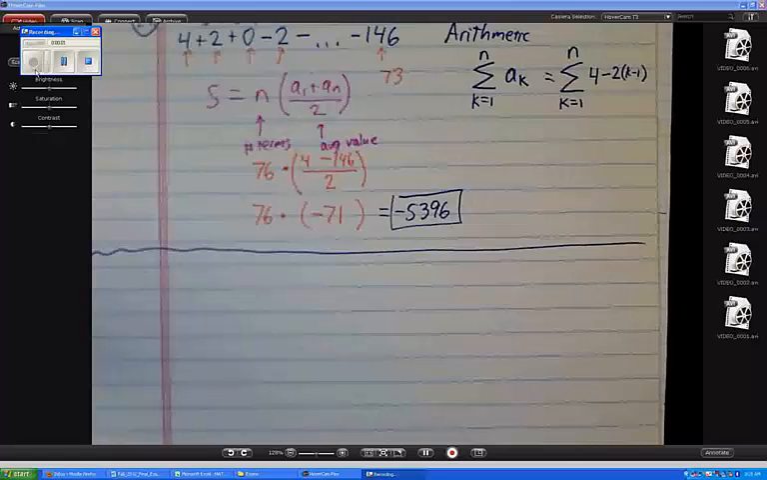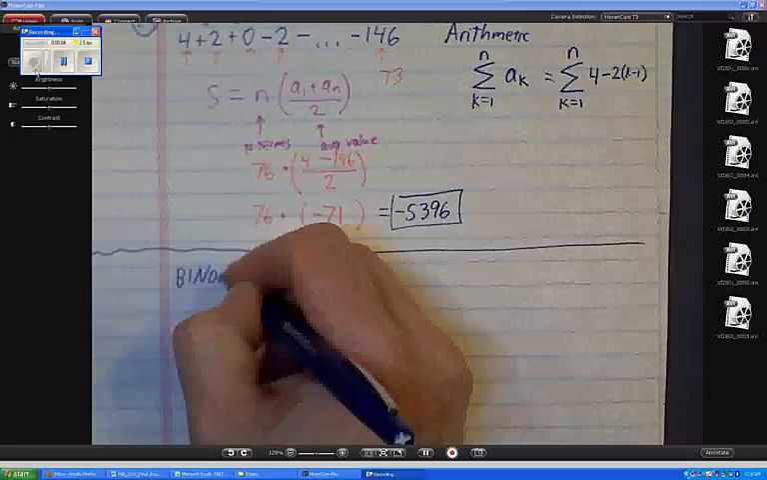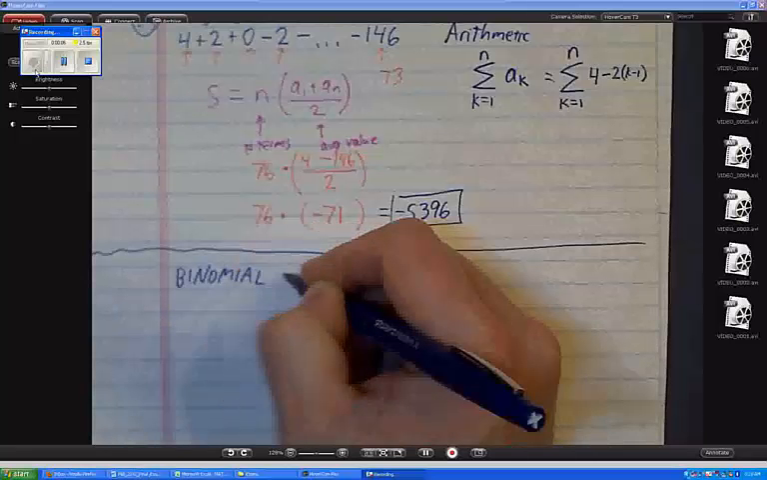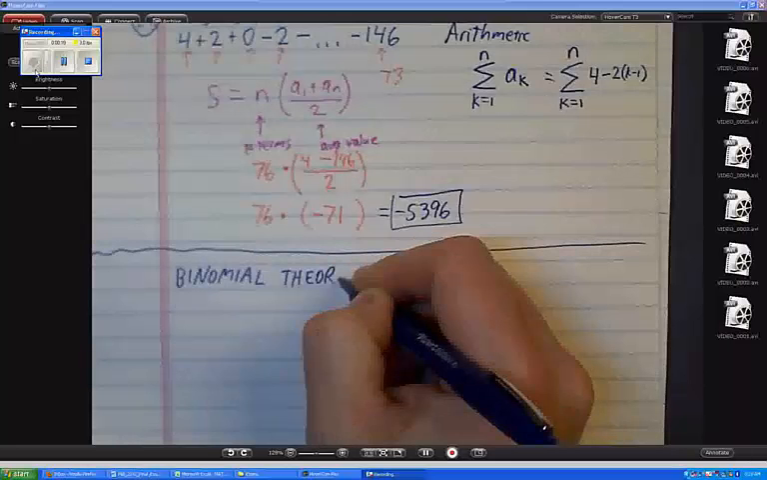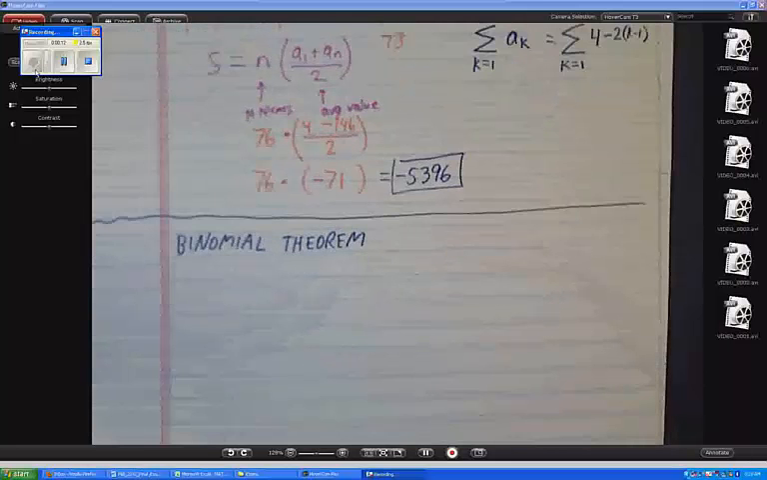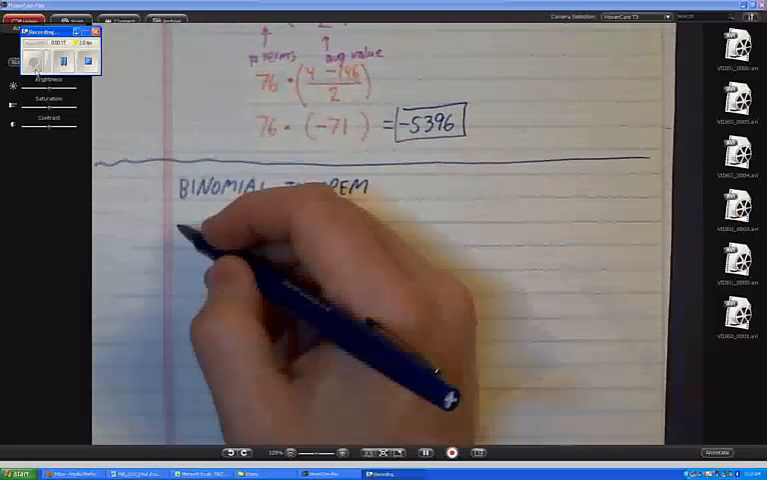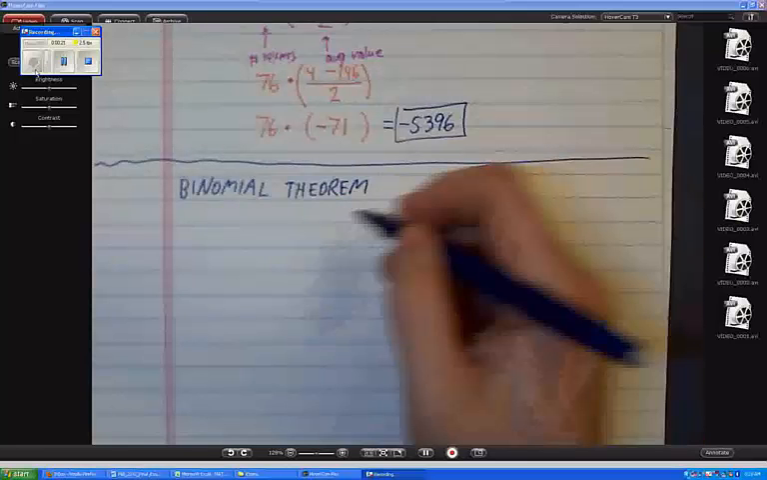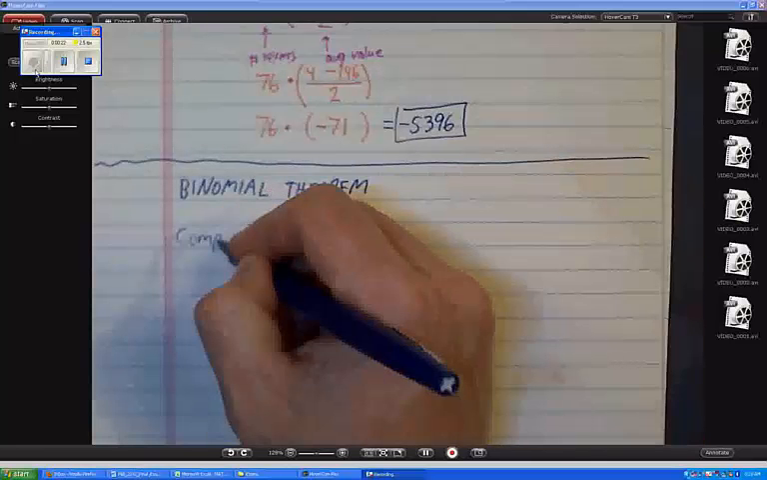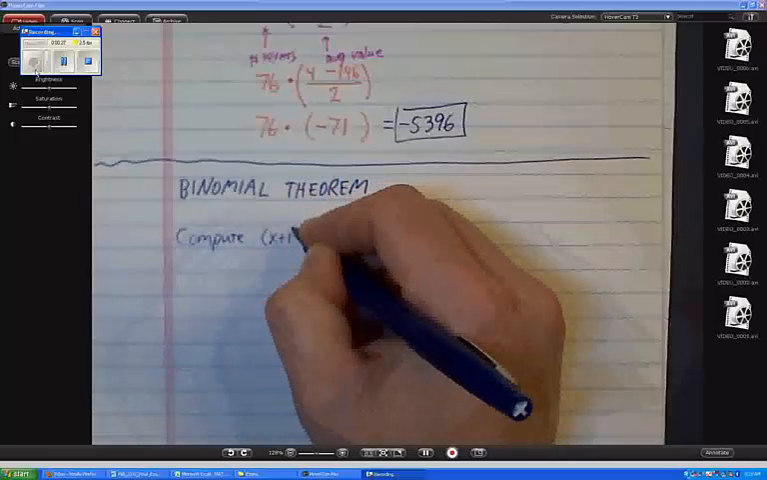What we're covering today is called the Binomial Theorem. Okay? This is really kind of a cool problem. Suppose I want to compute x plus 1 to the third power.